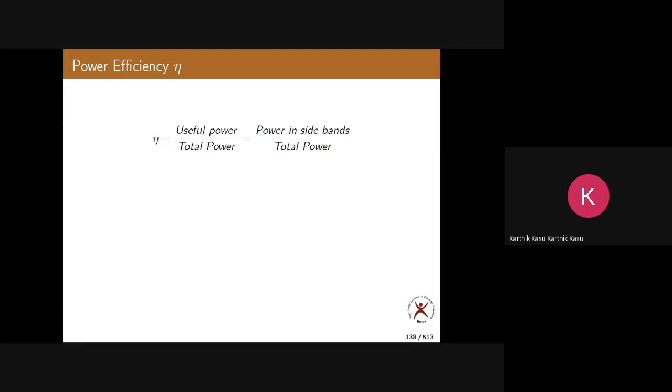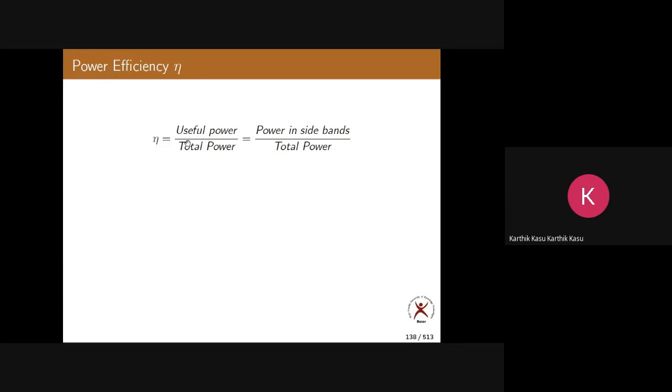Now what is useful power? That is the power in sidebands. I told you just now, in the spectrum we have three components: lower sideband, upper sideband, and carrier. The information is in the sidebands only, not in the carrier. The pure carrier does not convey any information. So useful power is nothing but power in sidebands only, not in the carrier. Is it clear?